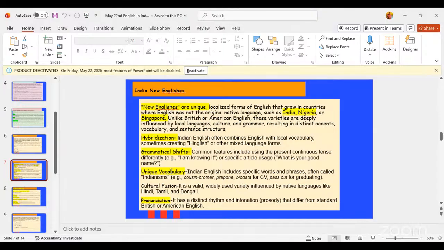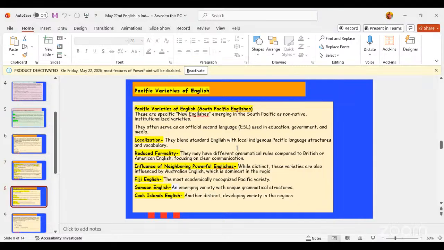That involves grammatical shift, for example, "I am knowing" and "What is your good name?" For CV we say biodata, and for passing out we use "graduating." Then there is cultural fusion, influenced by national languages like Hindi, Tamil, Bengali, and so on. In pronunciation, the prosody, that is the rhythm and intonation, differs from the standard of written English.